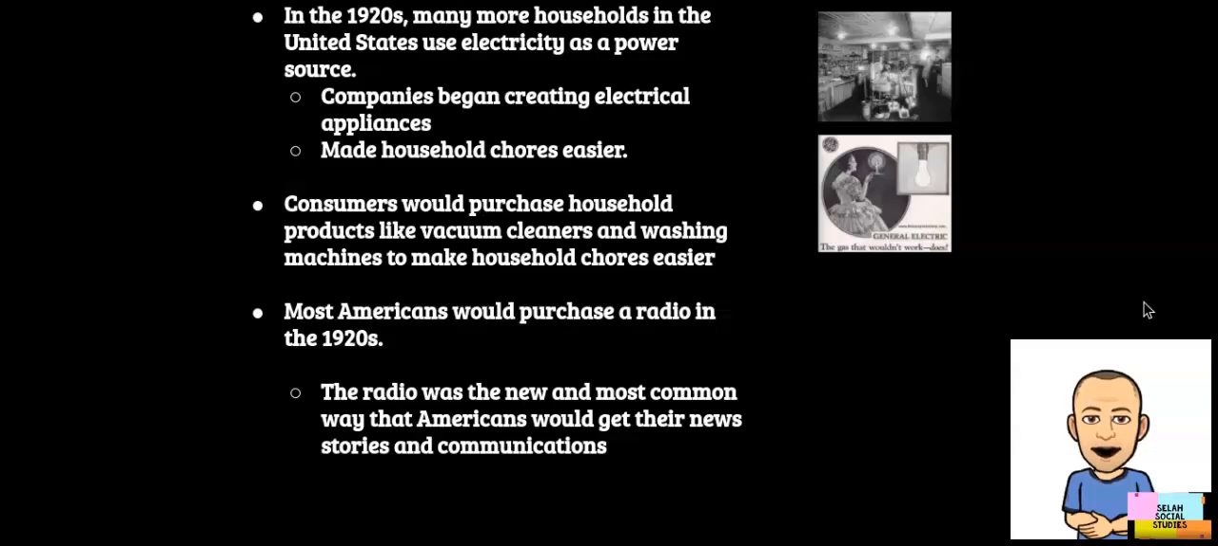And many Americans purchased radios and listened to the advertisements and sporting events, but during the 1920s, it was that radio that brought the daily news to the masses. Boy, oh boy, what a time to be alive.